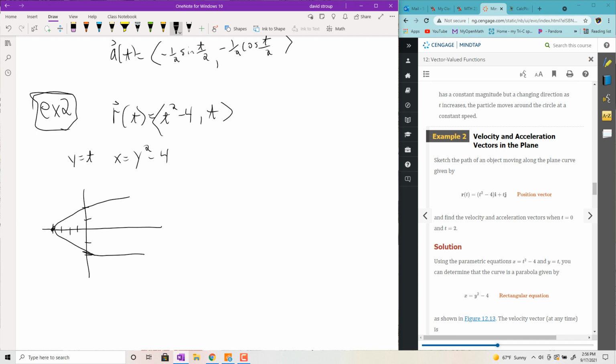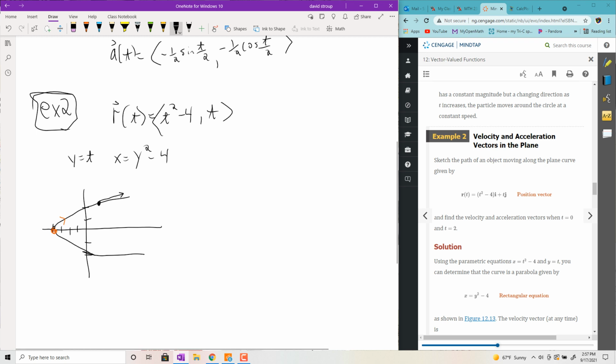So at negative 4, 0, I'm right here. Then at 1, I'll be at negative 3, 1. So the orientation is going that way. And then at any point, you can draw the tangent vector, and the tangent vector, again, is going to be your velocity vector. The problem here is that you could get the tangent vector pretty easily, but the acceleration vector, you want to be a little careful. It's not necessarily going to be orthogonal, okay?